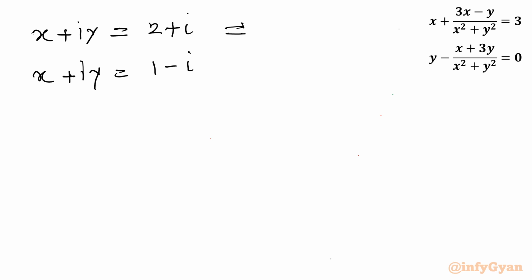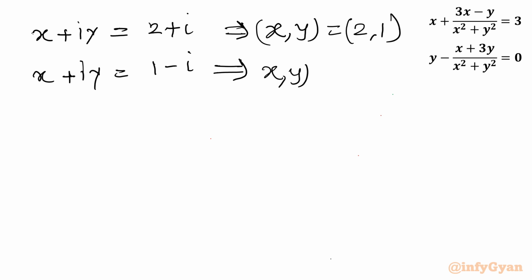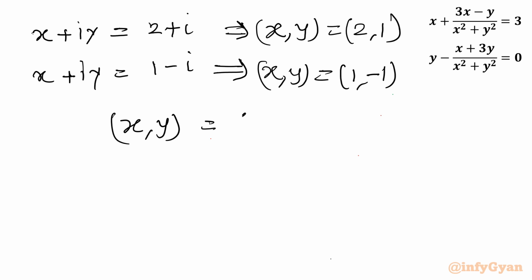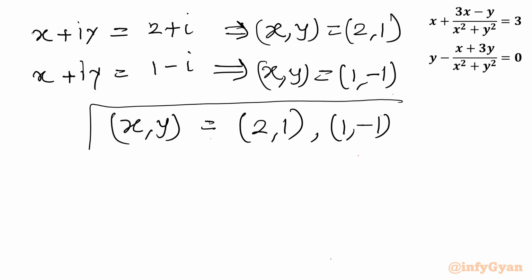So from the first one you can conclude x comma y will be 2 comma 1. And from the second equation you can conclude x comma y will be 1 comma negative 1. Straight away, and this is your answer. So you can write x comma y is equal to 2 comma 1 and 1 comma minus 1. So this was our method number 1 using complex number.